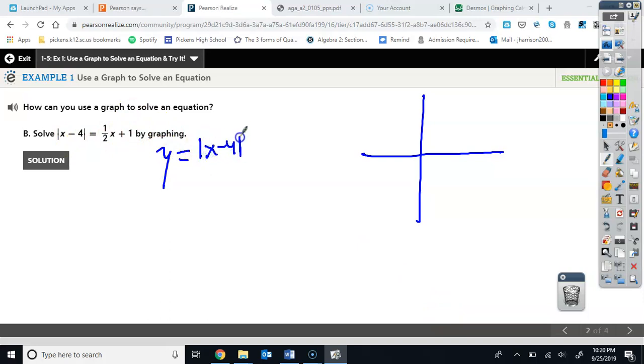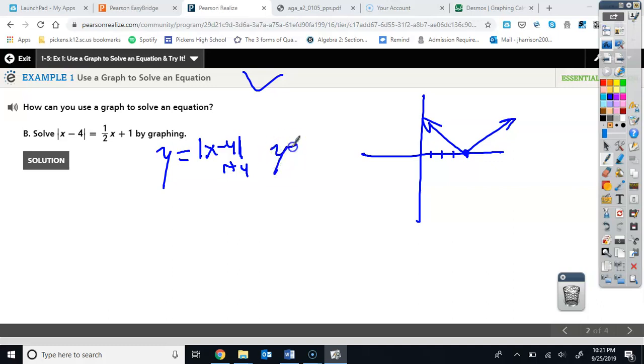If I were to graph that using my skills from the past few classes, notice that's an absolute value, which is one of those V-shaped graphs, and it's minus 4, which means it has moved to the right 4 spaces. So if I came over here to the right 4 spaces and put my V-shaped graph across here, that would be what my graph for this side of the equation would look like.